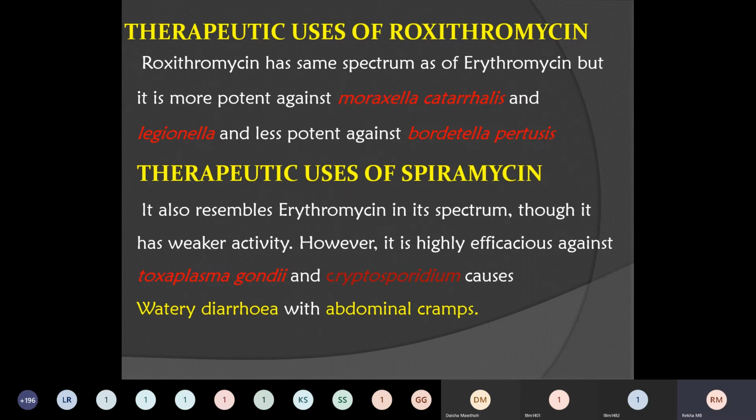Coming to therapeutic uses of roxithromycin. The spectrum of activity of roxithromycin is quite similar to erythromycin, but it is more potent against Moraxella catarrhalis and Legionella and less effective against Bordetella pertussis. Coming to uses of spiramycin, the spectrum of activity of spiramycin is similar to erythromycin, but it is weaker and it has limited use. It is the drug of choice in the treatment of toxoplasmosis during pregnancy, and it can be used in the treatment of cryptosporidium, which is the commonest infection in HIV individuals, where you will have watery diarrhea.